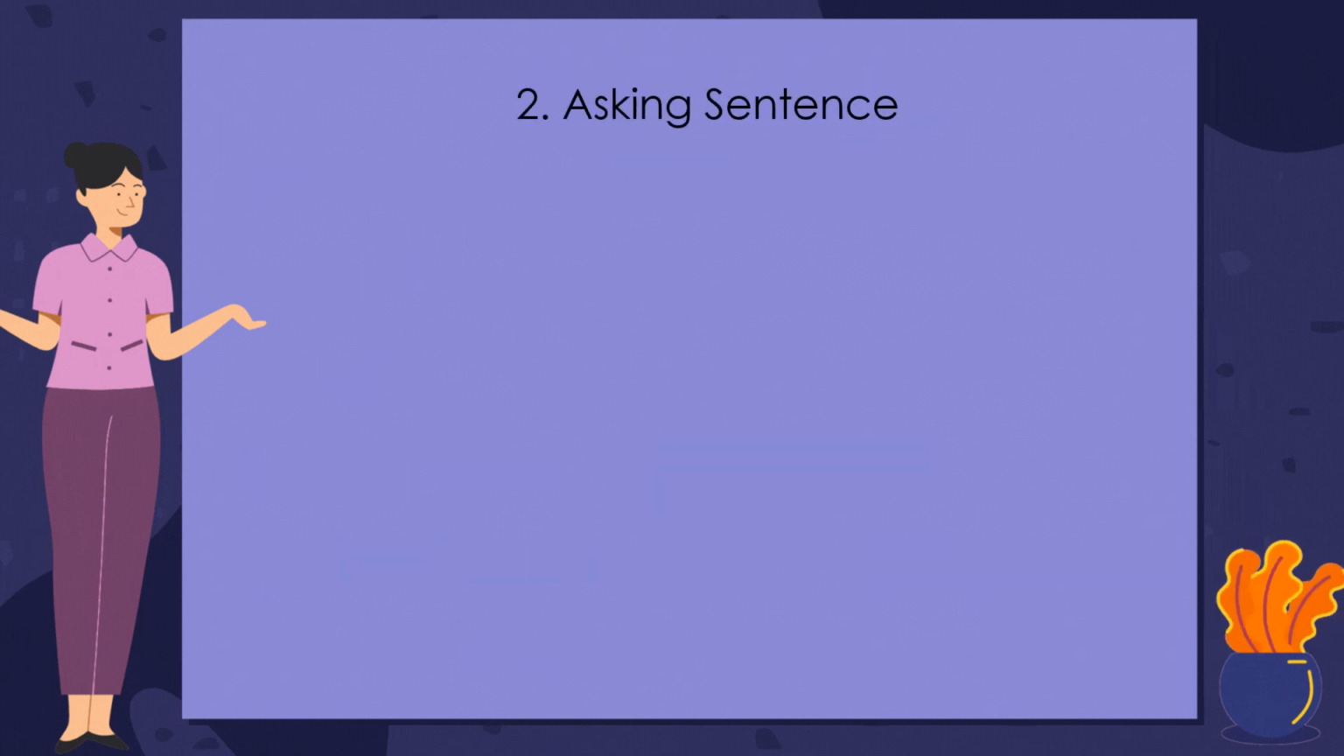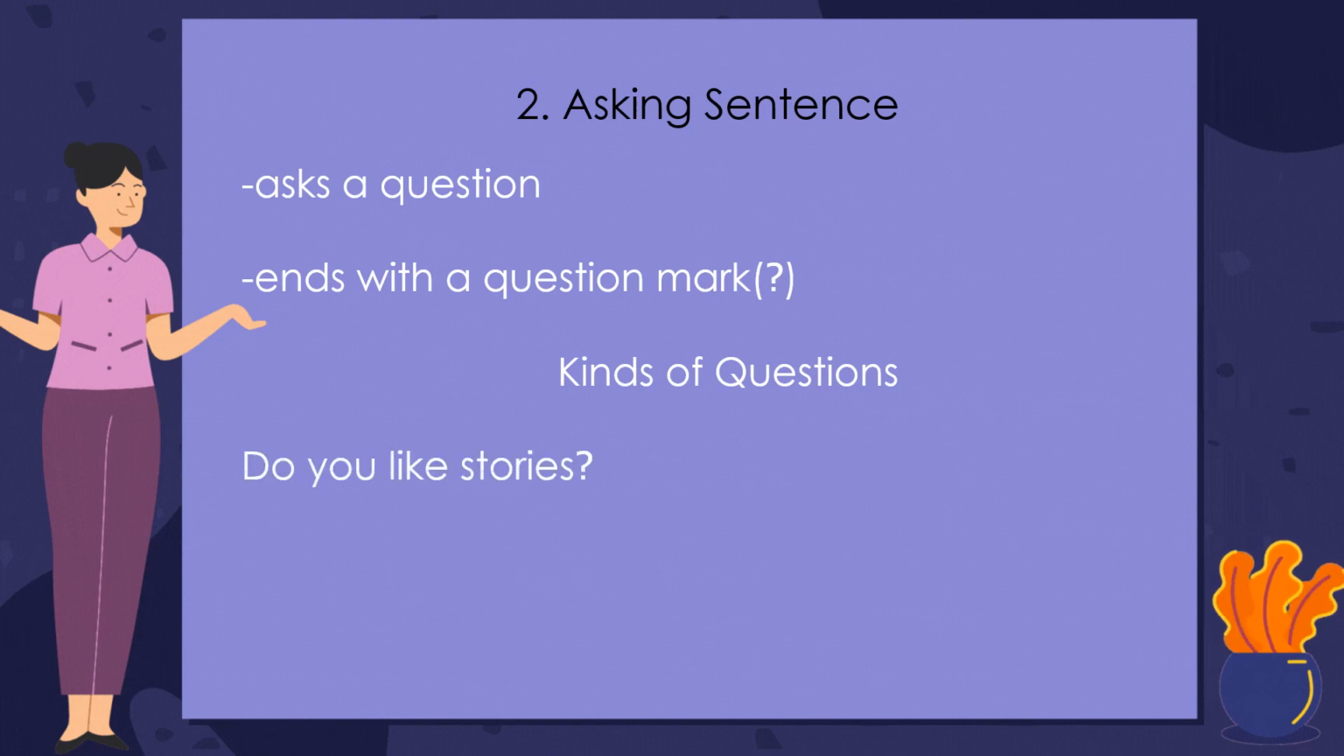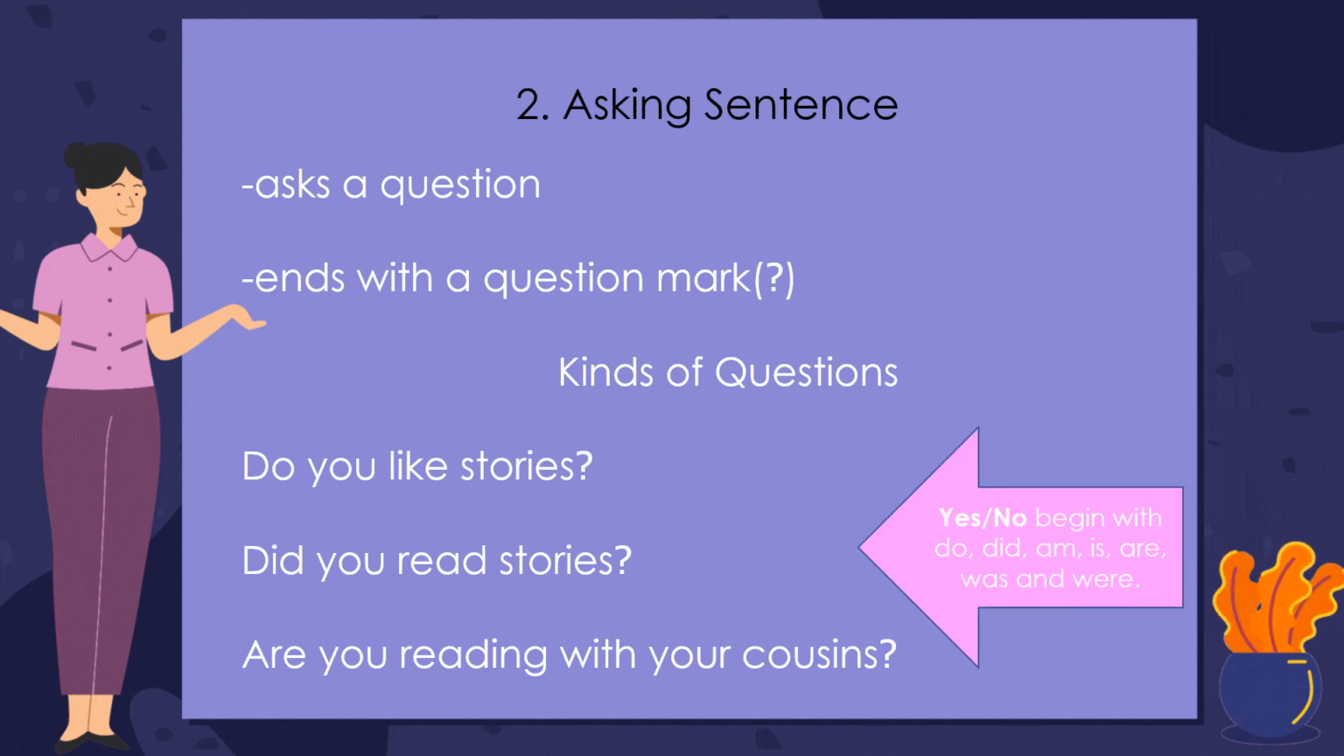2. Asking sentence. It asks a question. It ends with a question mark. There are kinds of questions. Look at the examples. Do you like stories? Did you read stories? Are you reading with your cousins? These are examples of yes or no questions.